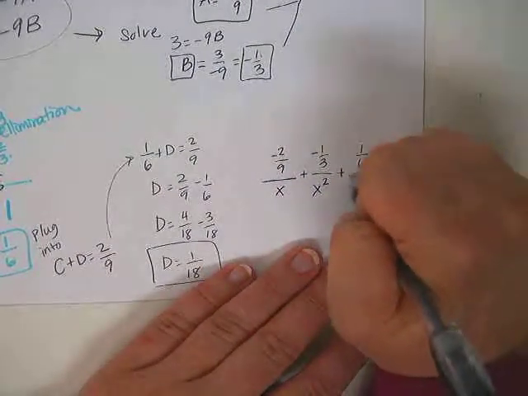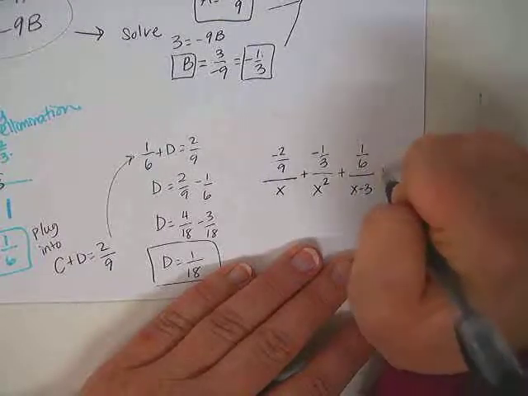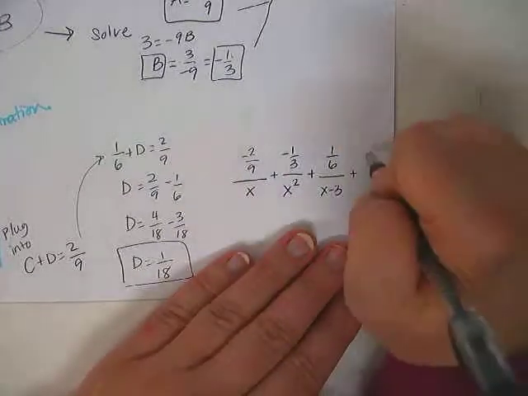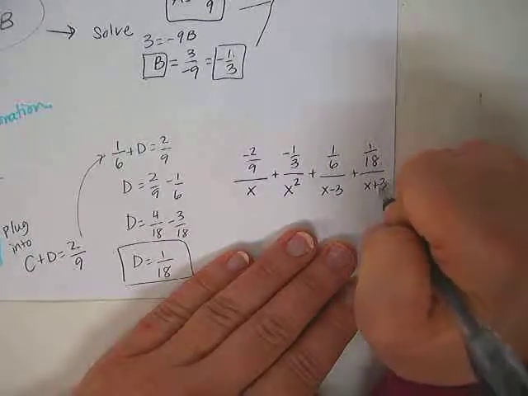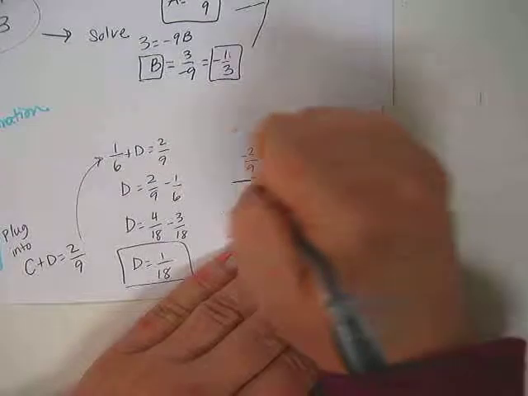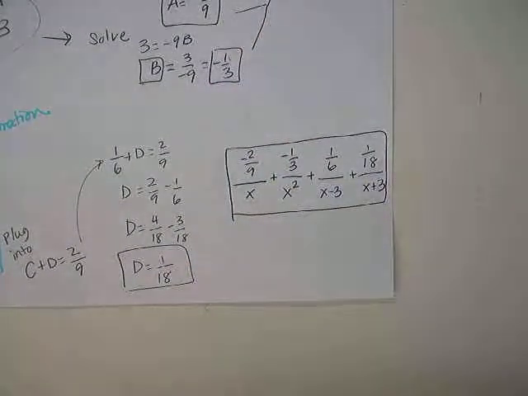So, what is A? A is negative 2/9 over x. And then B is negative 1/3 over x squared. And then C is 1/6 over x minus 3. And then D is 1/18 over x plus 3. And just leave your answers like that. I know we don't usually leave fractions in fractions, but in this assignment you do.